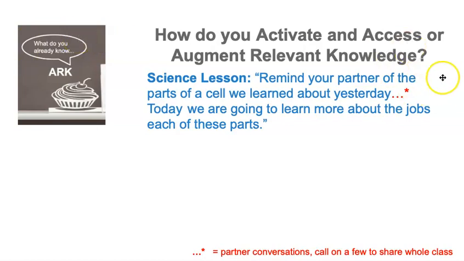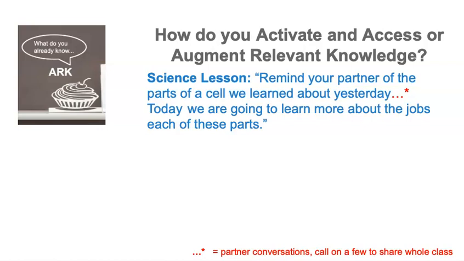And you can see my little asterisk here. It stands for partner conversations. And then I'm going to call on a few people to share whole class. But I want everyone to answer this question. I don't really want just one person to raise their hand and answer because I can't assume that everyone is listening. So partnering is going to give me a more likely chance of getting everyone involved in answering this question. So remind your partner the parts of the cell that we learned about yesterday.